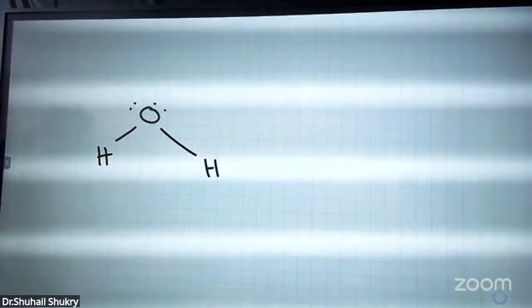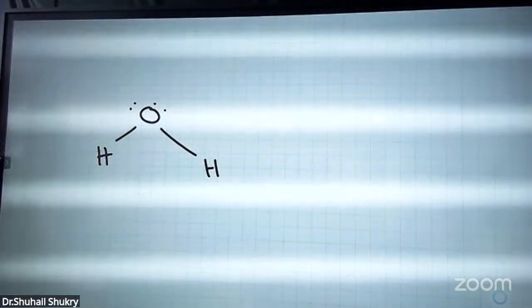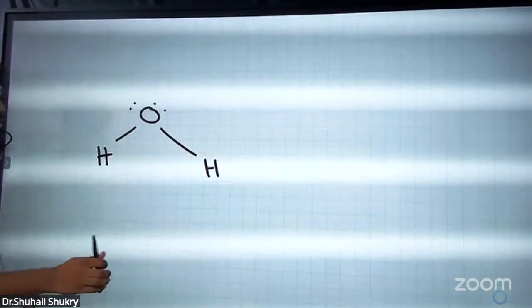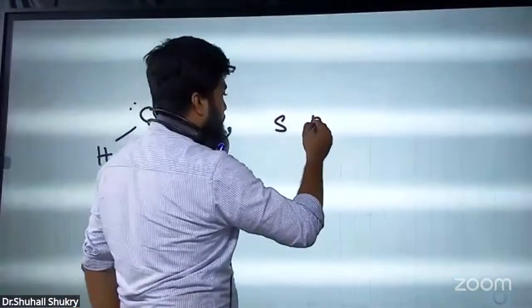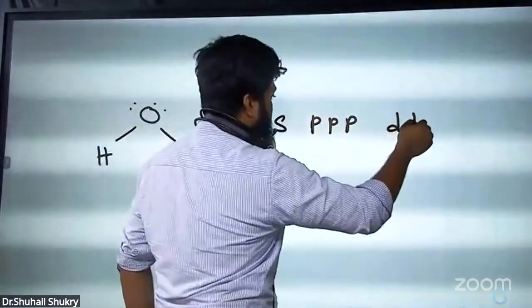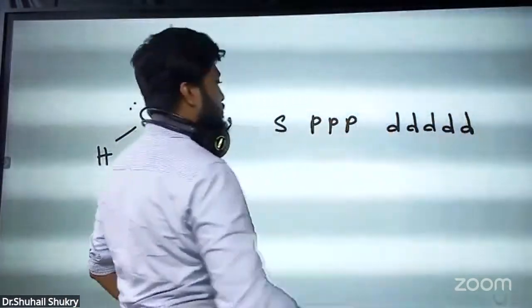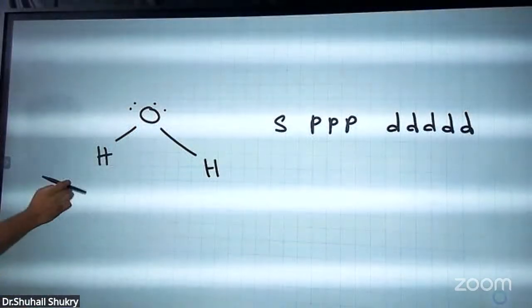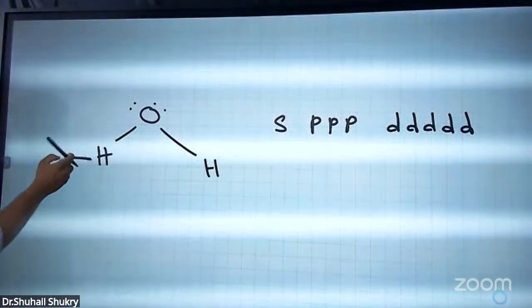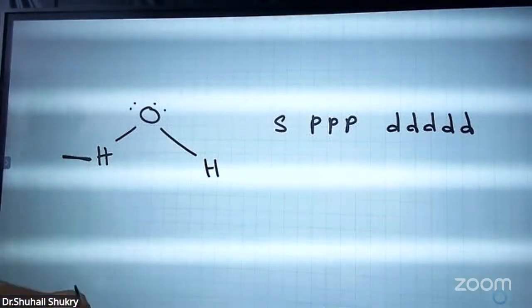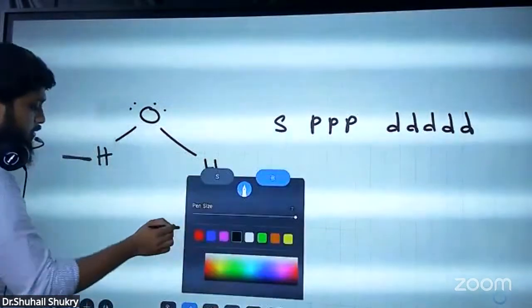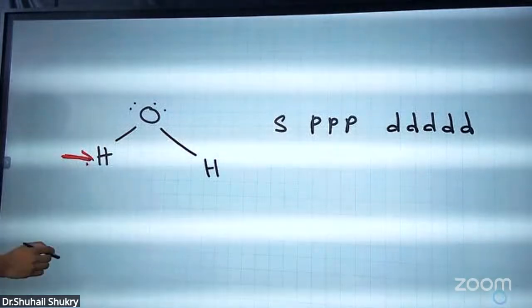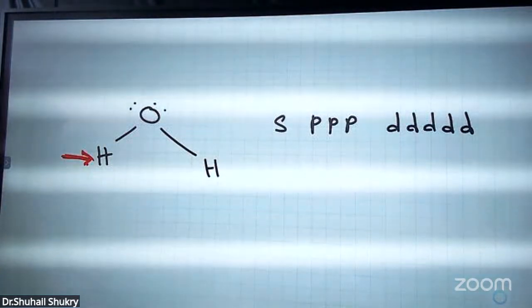We'll draw it like this. This is H2O. Now they will ask what is the hybridization of the hydrogen. Now we have s, 3p and 5d available. They will ask you to tell the hybridization of hydrogen. So, the hybridization of this hydrogen: how many sigma bonds does hydrogen have?